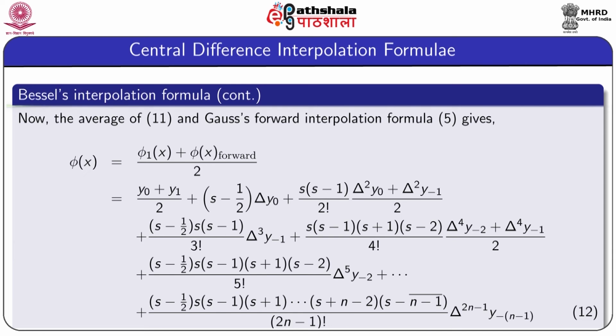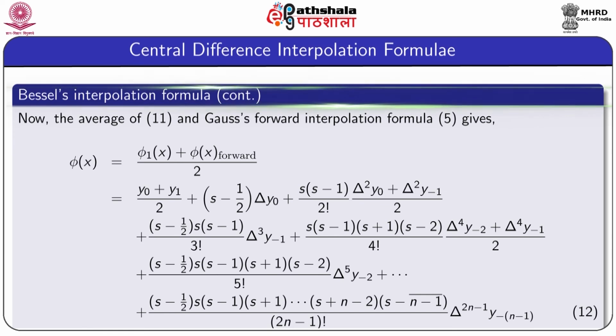Now, we obtain the Bessel's interpolation formula by taking the average of formula 11, discussed in the previous slide, and the Gauss forward interpolation formula for an even number of arguments. That means phi x equals phi 1 x plus phi forward x, whole divided by 2. This is the average of these two formulas, and after simplification this formula becomes y0 plus y1 by 2 plus s minus half into delta y0 and so on. But we see that the factor s minus half appears in all the terms.